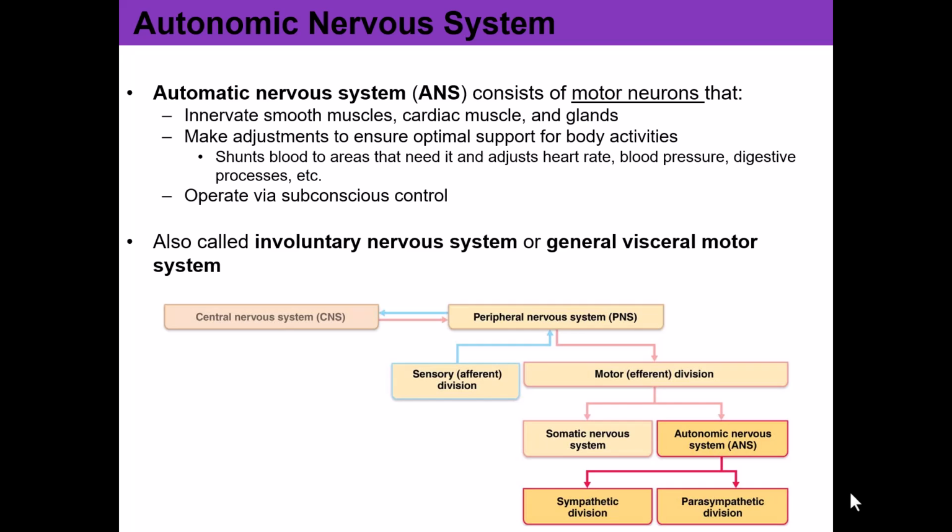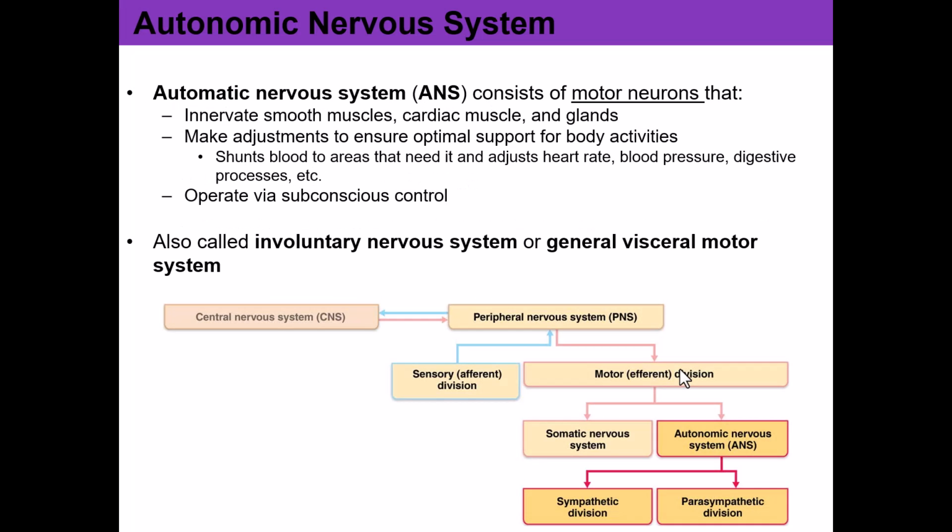So, the autonomic nervous system is part of the peripheral nervous system. And more specifically, it's part of the motor division of the peripheral nervous system. So we're talking about how motor information is sent from the central nervous system and out to effectors.